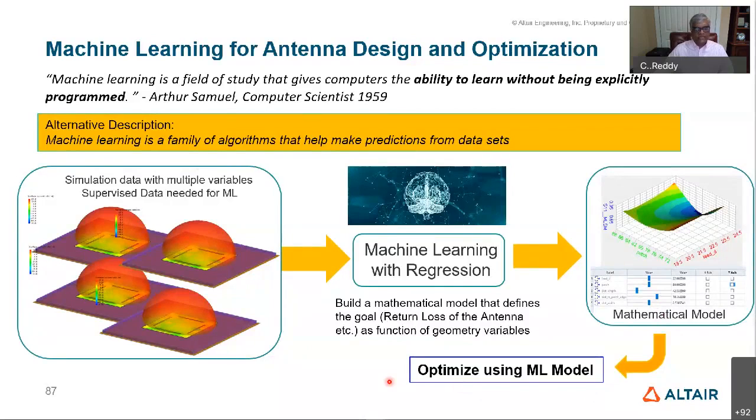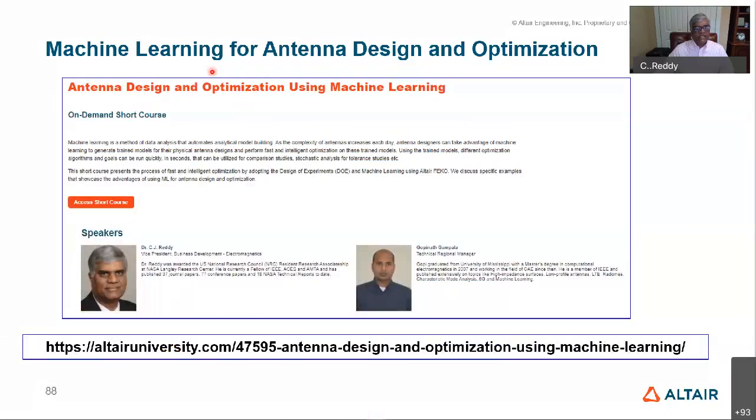We have a tool called HyperStudy in Altair that can take care of how much data you need to generate for your machine learning model, create the machine learning model for you, and of course, optimize the model within HyperStudy. We actually offered a short course on this, and it's available at altairuniversity.com. If you Google it and go to this link, myself and one of my colleagues here, Gopinath Gampala, it's a 3-hour short course. Half of it is about how machine learning works and how you apply it in electromagnetic simulations, and the other half is live demos between FEKO and HyperStudy.